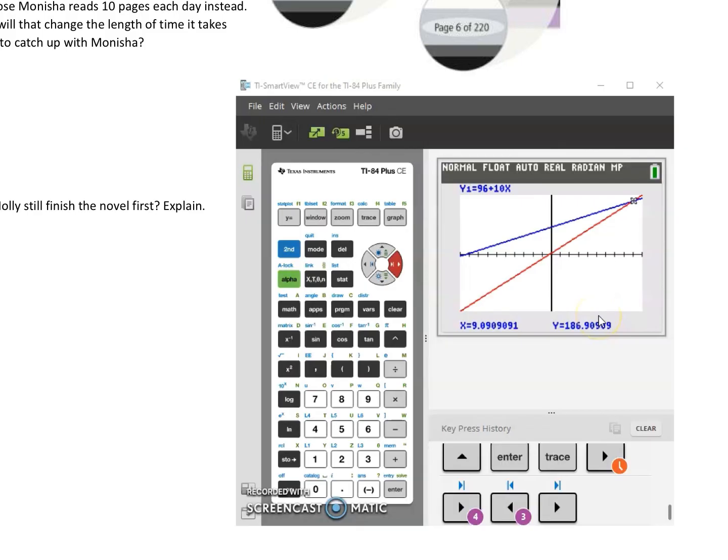Will Holly still finish the novel first? She will, because there's 220 pages in the novel, and they're at page 186 when they have read the same amount. So from this point forward, Holly is reading more pages per day, so she will finish the book first. All right, so go ahead and just write down what we just discussed in the graphing calculator video.